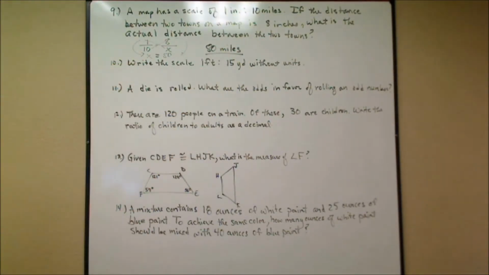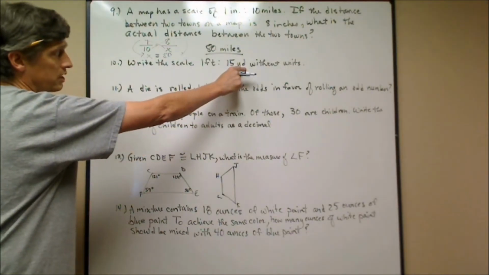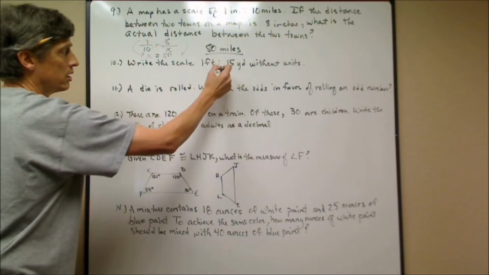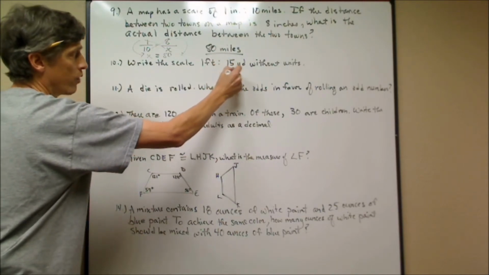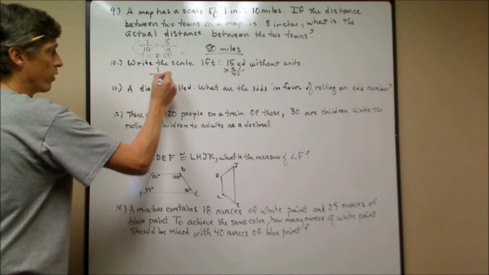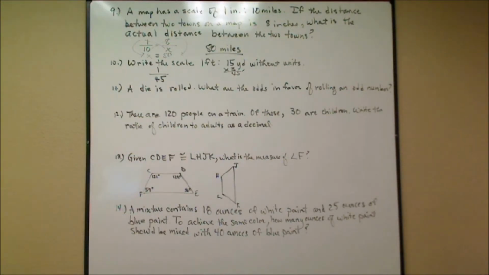Write the scale 1 foot to 15 yards without units. Well, that means that the measurements have to be the same. You can't have feet in the numerator and yards in the denominator. They either have to both be feet, or both be yards, or both be inches. Since it's easier to convert yards to feet, since there are 3 feet to a yard, 15 yards is 45 feet. So I have 1 foot is to 45 feet, and that's my scale.